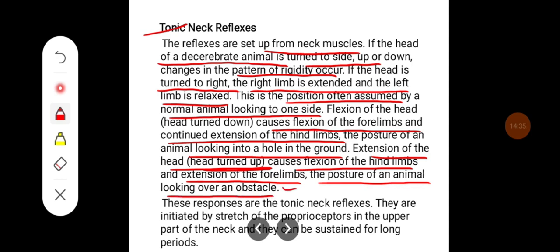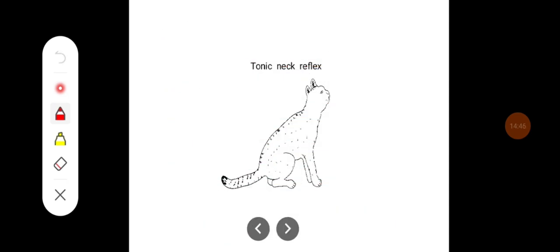These responses are tonic neck reflexes. They are initiated by stretch of the proprioceptors in the upper part of the neck, and they can be sustained for long periods. So this is an example: in a decerebrate animal, when the head is placed in an upward direction, there can be extension of the forelimbs and flexion of the hind limbs.